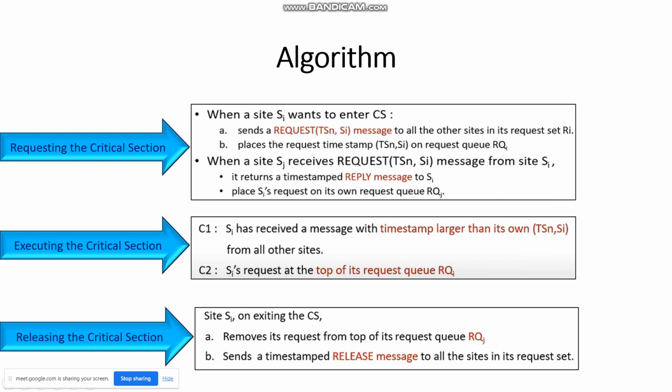In this situation, once it is exiting from the critical section, the process sends the release message to all the other processes. At that time, the queue is also updated. It should be removed from the top of the queue. And it sends a release message to all the other sites in the network. So that's all about this algorithm. There are three major steps involved: request, execution, and release.